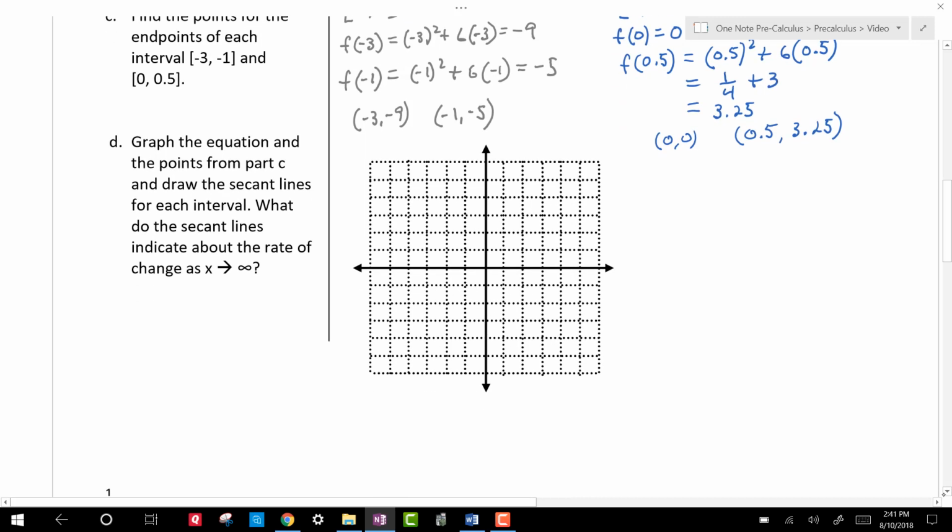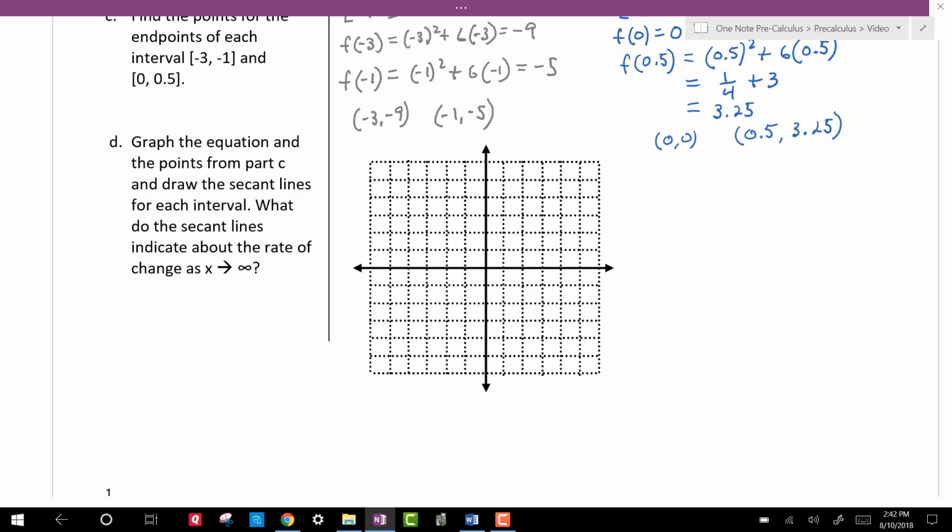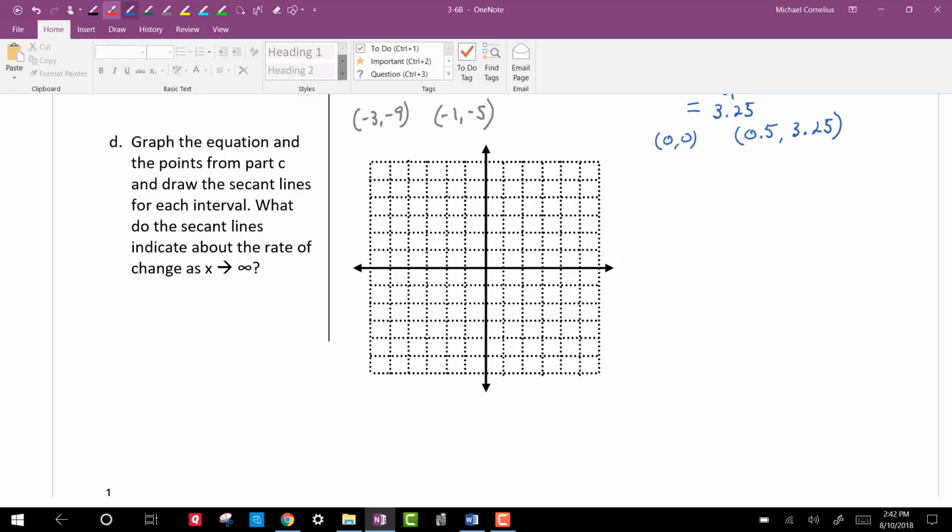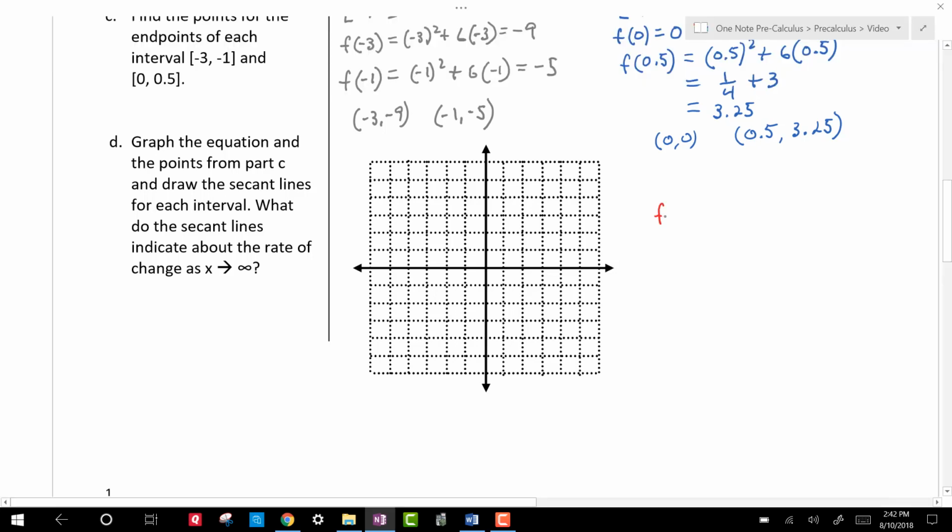It says graph the equation and the points from part C and draw the secant lines for each interval. What do the secant lines indicate about the rate of change as x goes to infinity? All right, so my graph, now I need to go back to f of x. So I'm going to go back to f of x here. F of x was given as, let me see, x squared plus 6x.